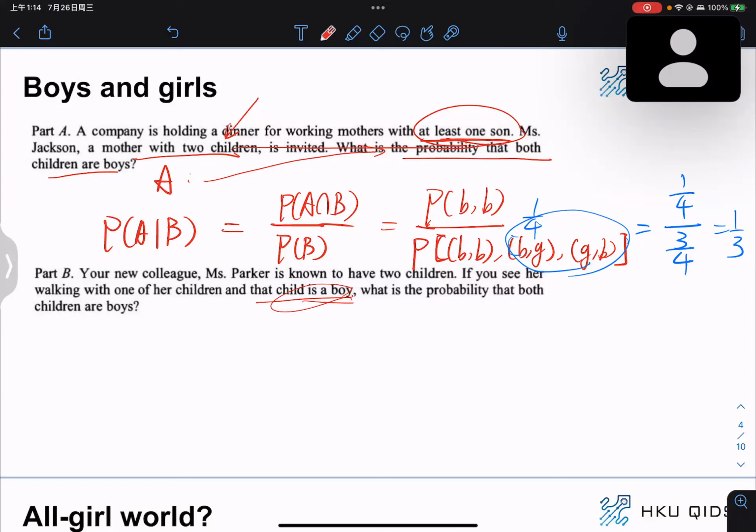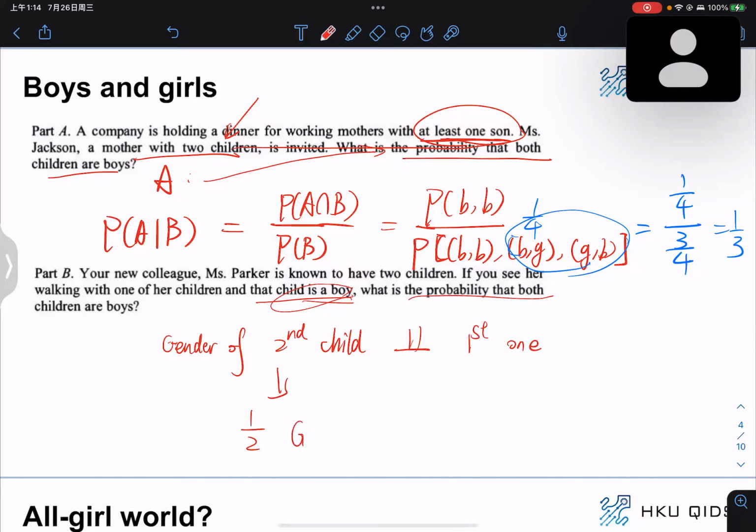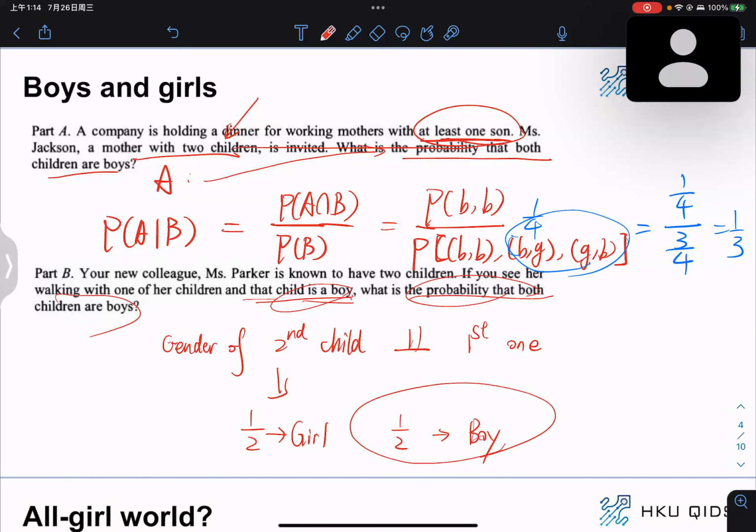the gender of the second child is independent of the first one. So the second child has 1/2 probability to be a girl and another 1/2 probability to be a boy. And what's the probability that both children are boys? Since the first one is already a boy, there is only 1/2 probability for both of them to be boys, because each child is independent. You cannot say that if my first child is a boy, then the second one must be a girl.